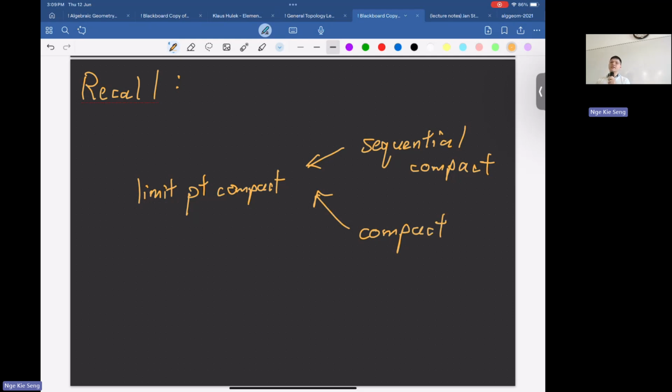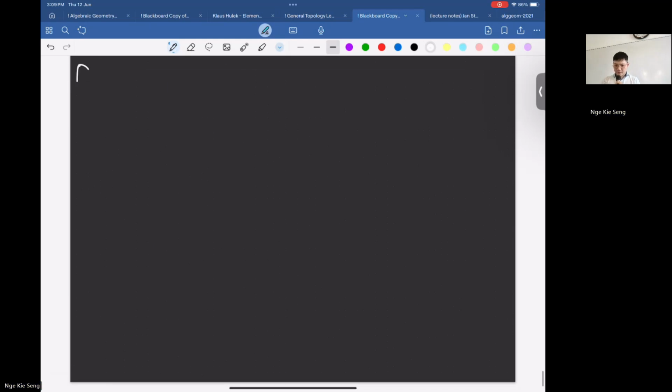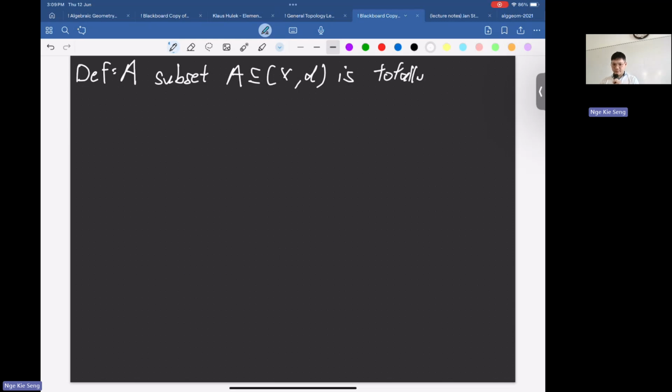Okay. And then metric space, what's true for metric space? Which direction? This direction. Okay, today we will see that actually all three are equal for metric space. But to do this, we need to introduce a notion of totally bounded. Have you seen this notion before? No. Okay. So in metric space, we define something called totally bounded.